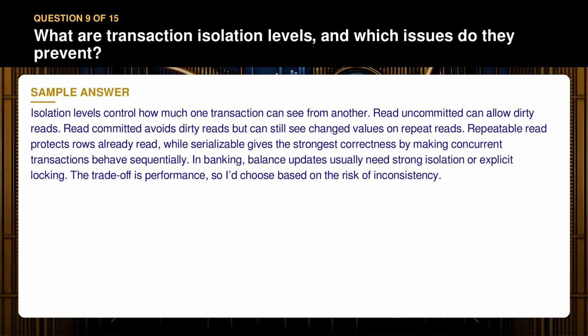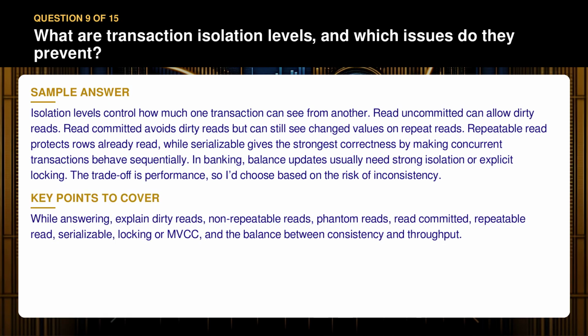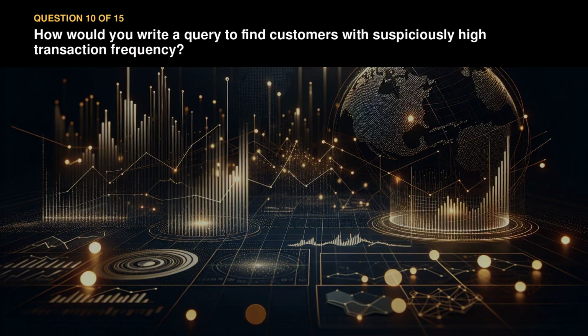In banking, balance updates usually need strong isolation or explicit locking. The trade-off is performance, so I choose based on the risk of inconsistency. While answering, explain dirty reads, non-repeatable reads, phantom reads, read committed, repeatable read, serializable, locking or MVCC, and the balance between consistency and throughput. Question 10.